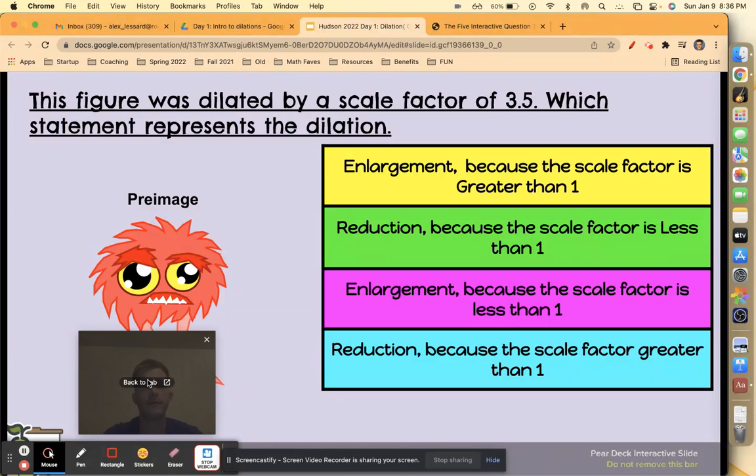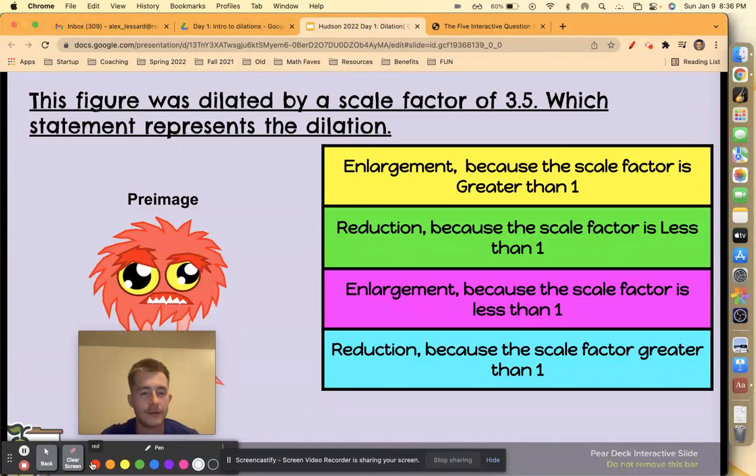This figure was dilated by a scale factor of 3.5. Go ahead and try to answer this one on your own. 30 seconds.